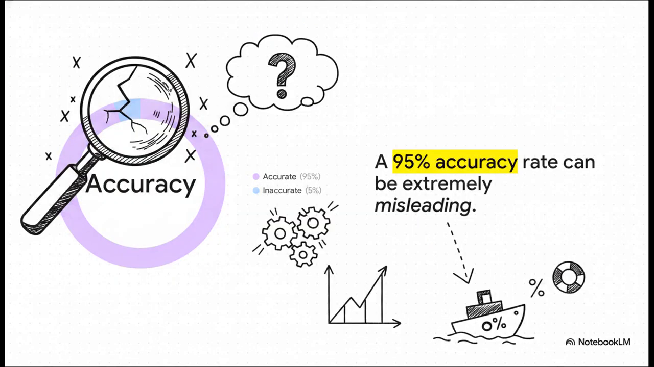And see how this builds into mistake number 5, using the wrong metric.